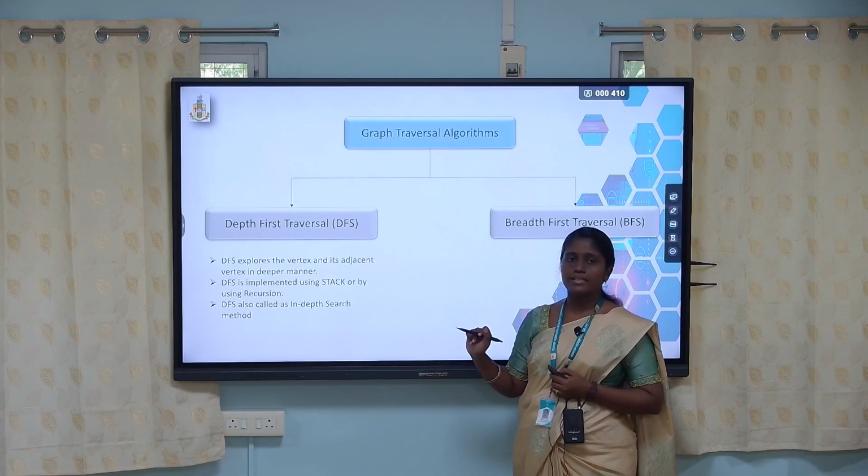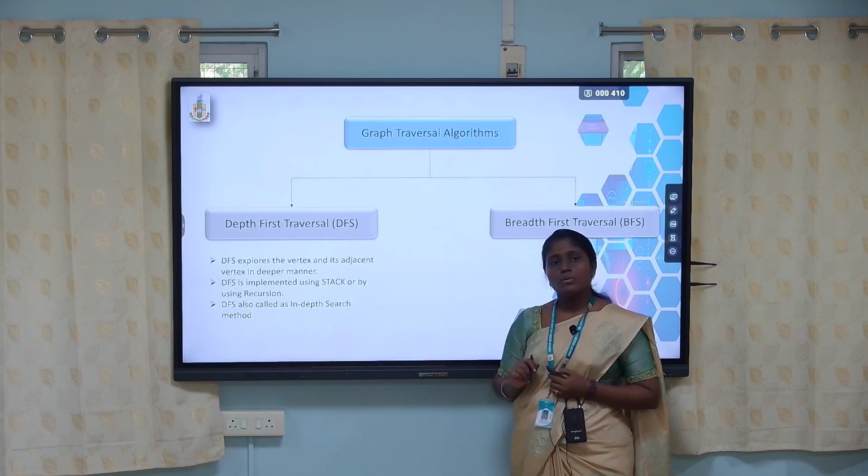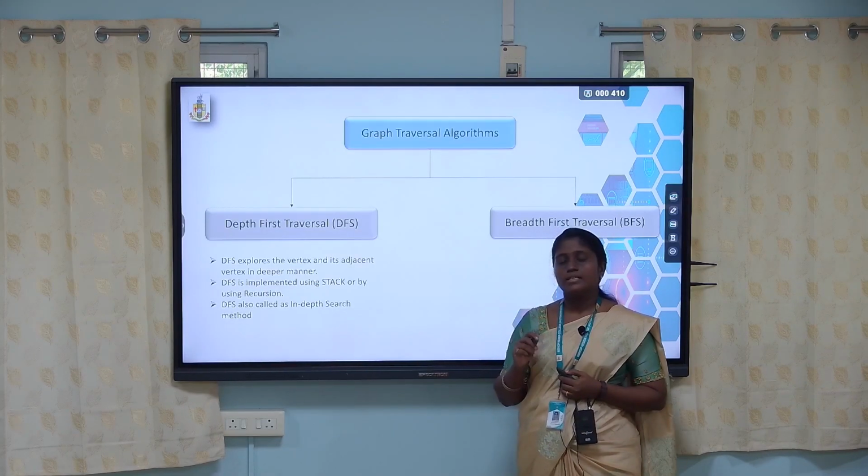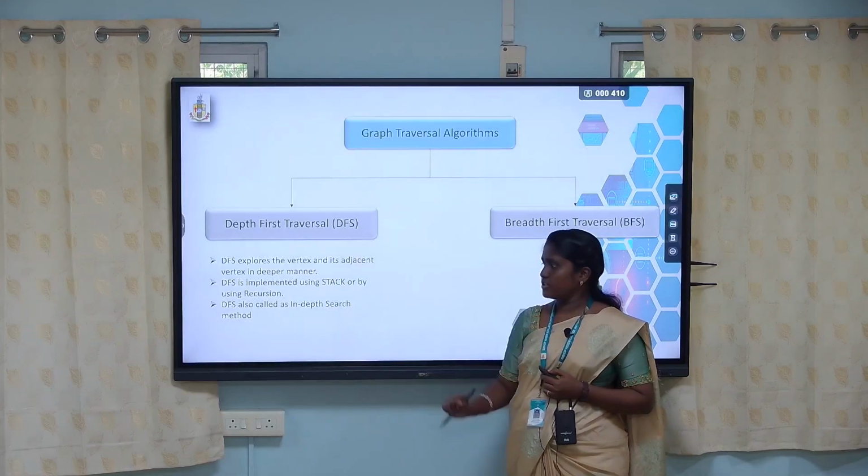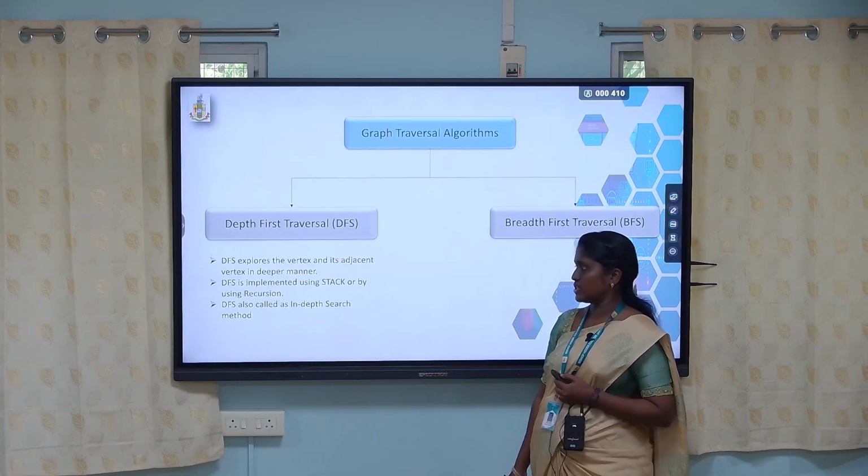We use the stack data structure, where the insertion and deletion happen at one end, that is, on the top of the stack. So DFS is also called an in-depth search method.